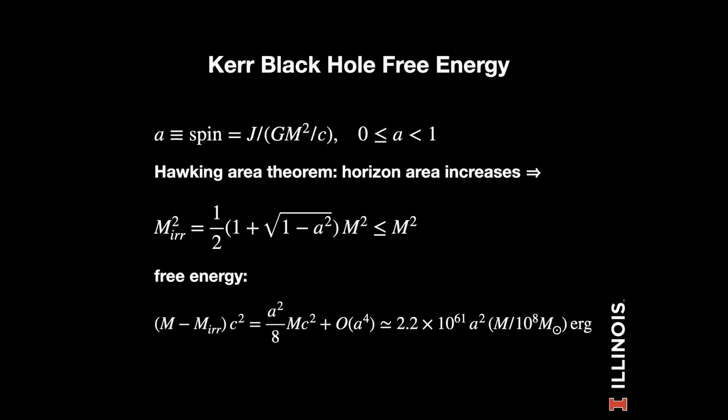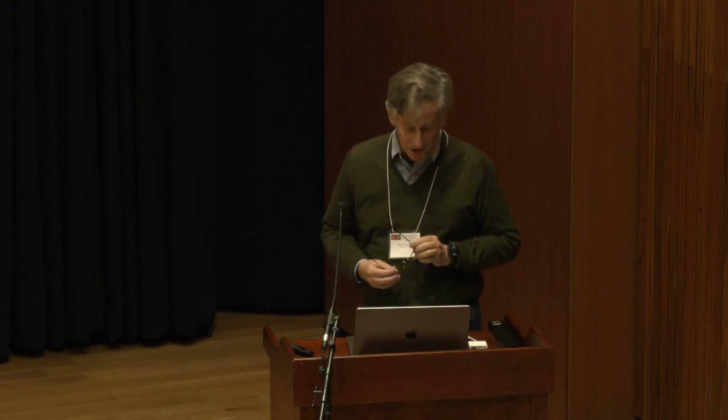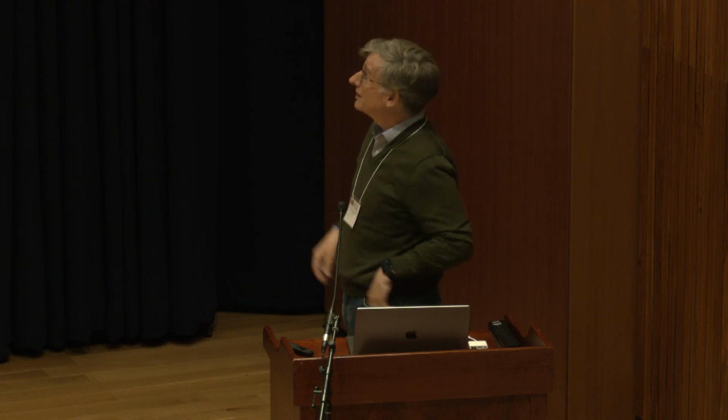And this is really quite a bit of energy. So if I've done my sums correctly, it's of order 10 to the 61 ergs for a 10 to the 8 solar mass black hole with maximal spin. And that's about 10 to the 20 solar luminosity years. So it's really potentially an enormous store of energy. All right, so can we get energy from a rotating black hole?